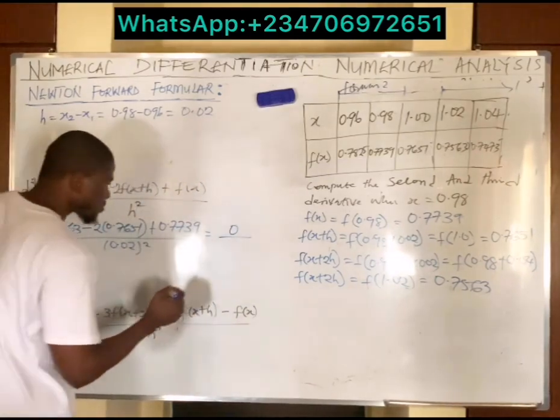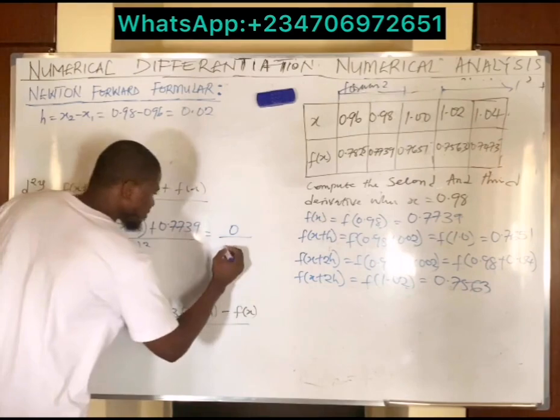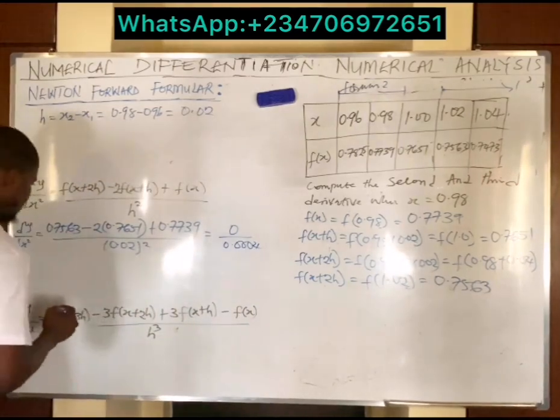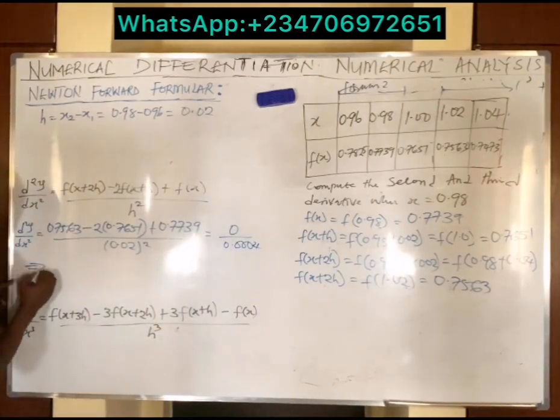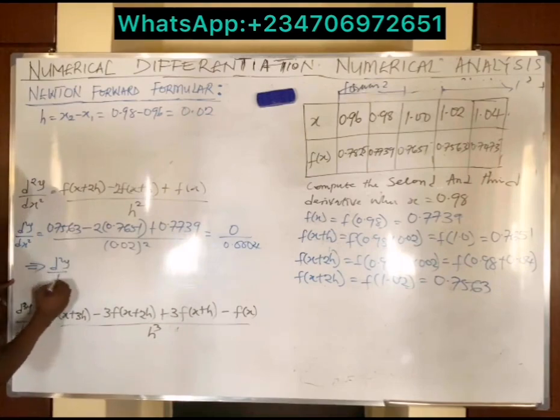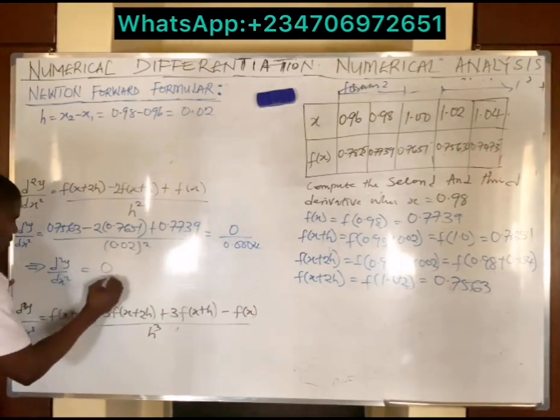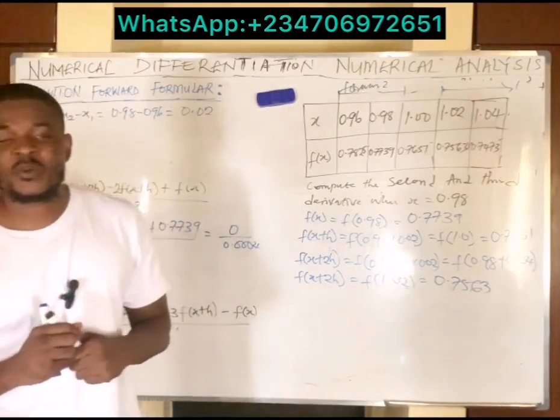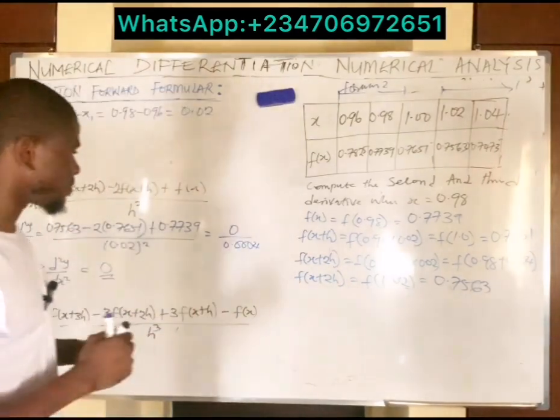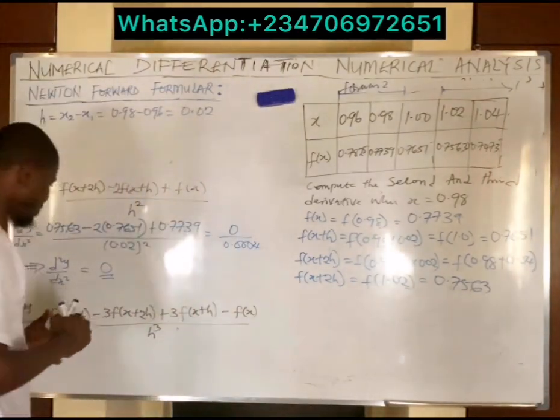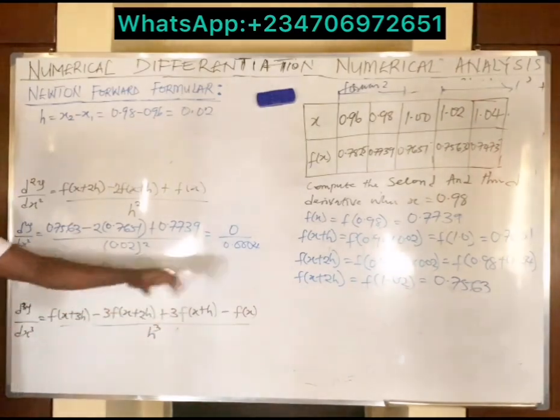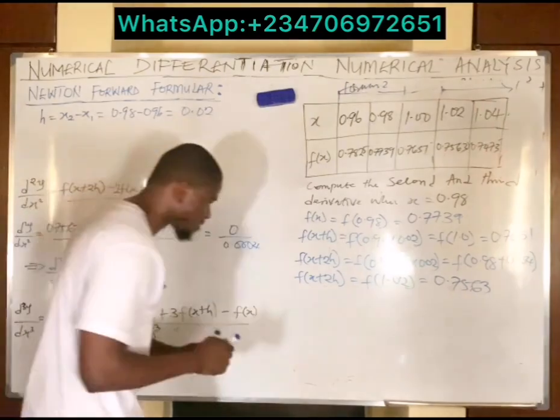Then 0.02 squared simply gives us 0.0004. Of course, if you divide that, you simply have d squared y over dx squared equal to 0. So the second derivative approximation when x is 0.98 is actually 0. So we try for the third derivative. If you look at the formula, the only thing we need to find for the third derivative now is f of x plus 3h. Every other thing in the formula, we've already gotten. So let's find f of x plus 3h.